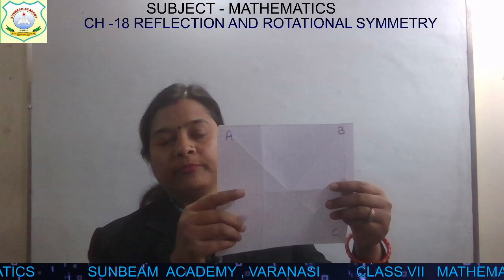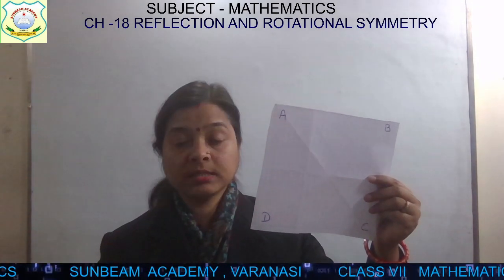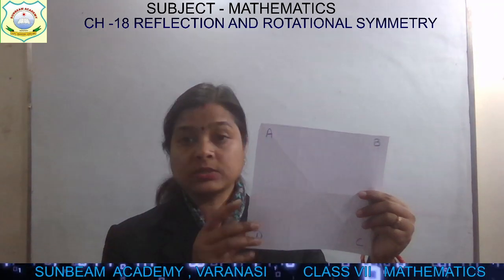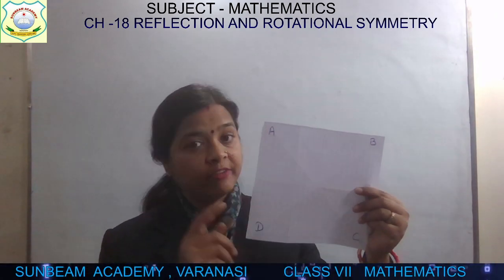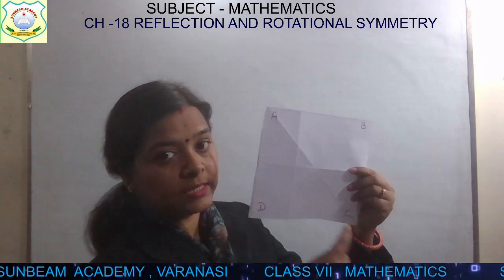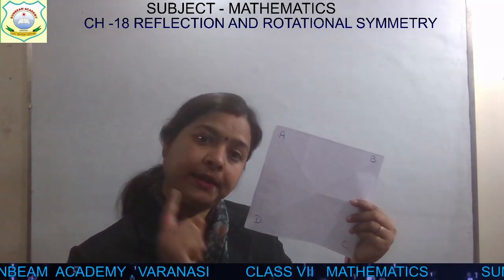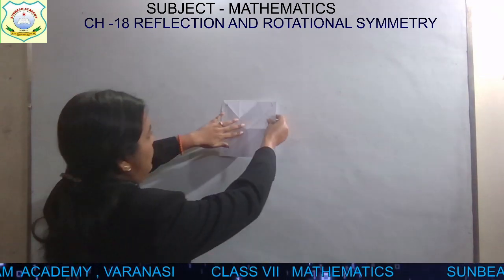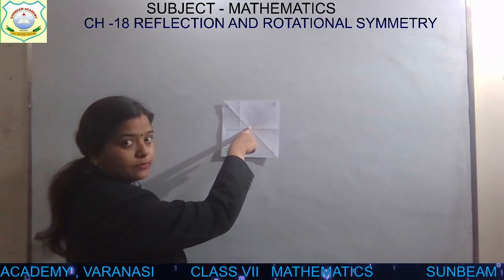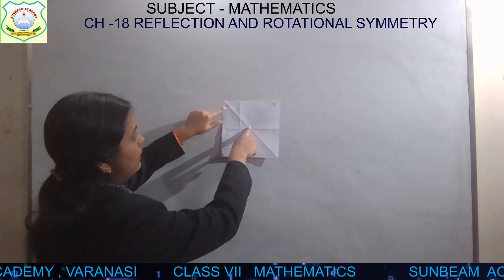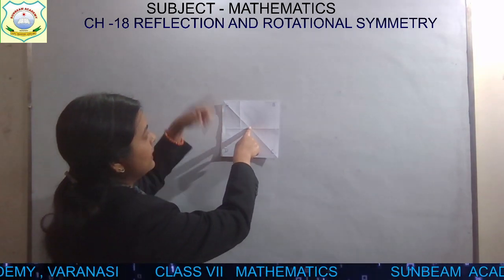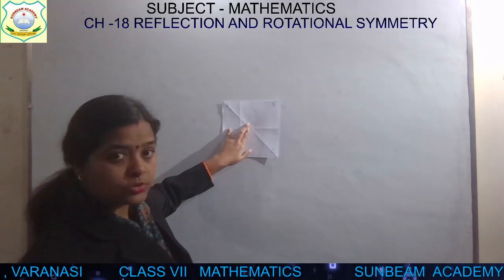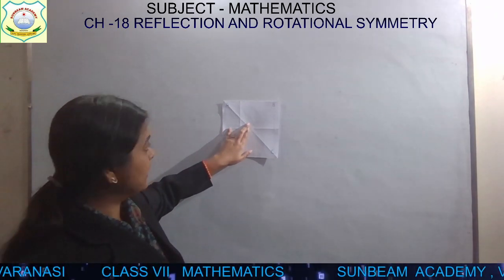Let's take this diagram. This is a square shaped paper, children, and I have marked it with A, B, C, D. You have to rotate it once. Let me show you. And this will be the point of center for the rotation. If you rotate it, how many times will you get the same figure, exactly the same figure, children? Let me draw the diagram for it.